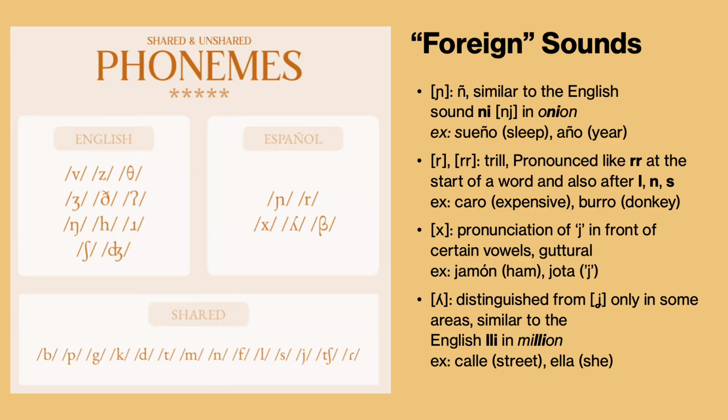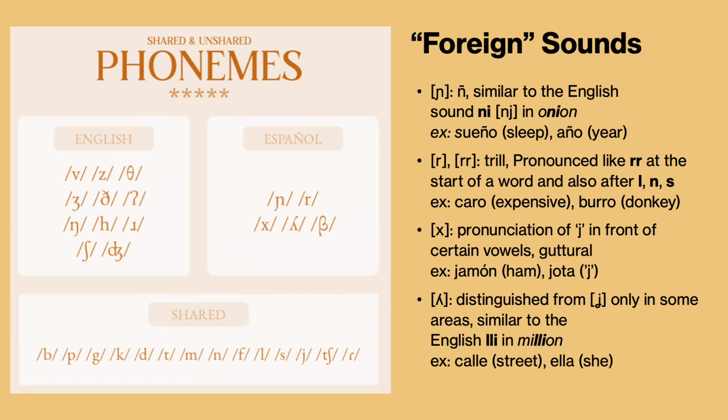So it's pronounced like the r at the start of a word and also after an L, N, or S. And for this sound, the place of articulation could be dental, alveolar, or post-alveolar, so behind the ridge. And the sound is voiced, so the vocal cords are vibrating, and it's an oral consonant, so the air is only escaping through your mouth when you're making this sound, and that airstream is directed along the center of the tongue.